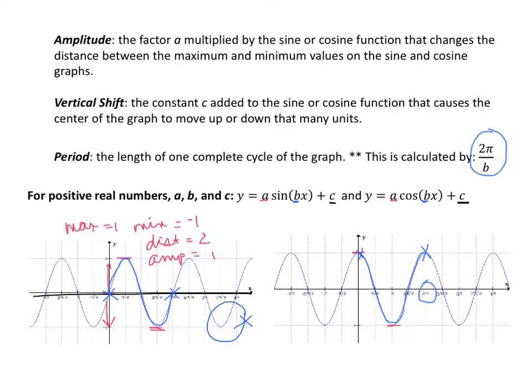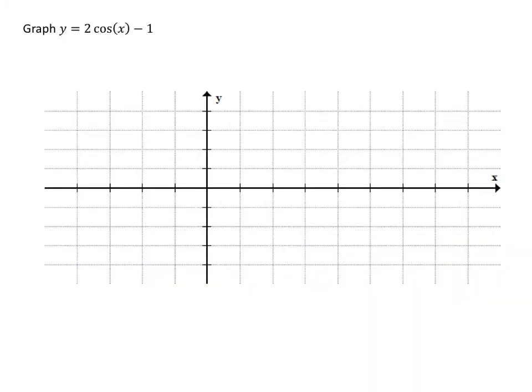Same with the cosine graph. So these equations here are the general form of sine and cosine graphs. Based on the A, B, and C values, it will tell you how these graphs should look. So we'll try our first one. We need to graph y equals 2 cosine of x minus 1.